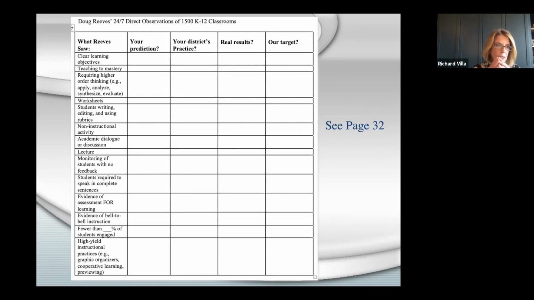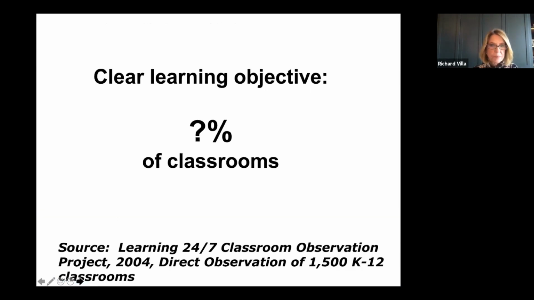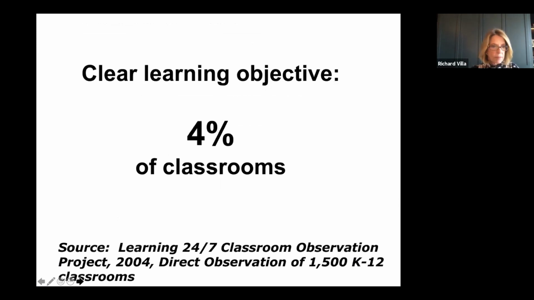Later, as home fun, you could come back and complete the third column, thinking about your own school and your own school district. But for now, let's examine what they found. So let's start at the top. With regard to clear learning objectives, they found that out of these 1,500 K-12 classrooms, clear learning objectives were detected in only 4% of the classrooms. How does that match with yours?